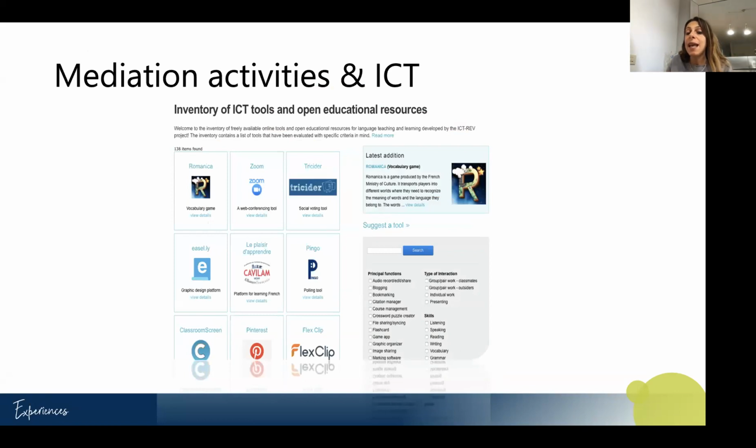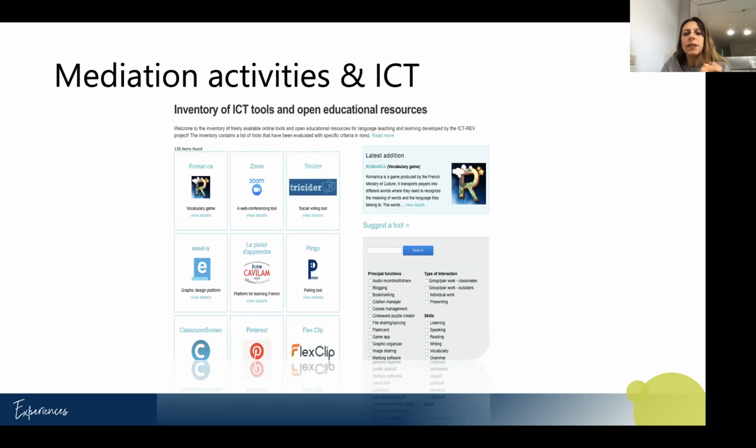So some examples, as I was saying, I would like to suggest some tools that can help you. I'm sure that you all do all the activities that are implied in mediating a text, but I would like to suggest some tools that, especially now during the remote teaching and learning period, but also hybrid, also face-to-face, could be helpful.